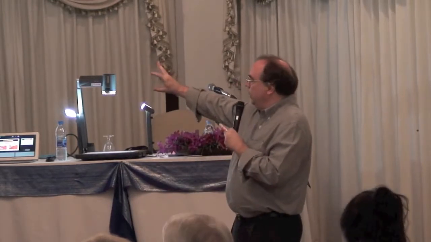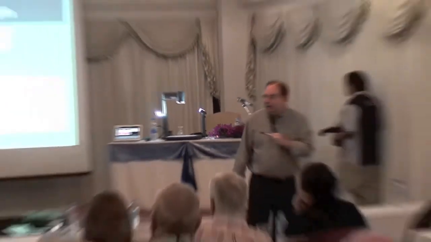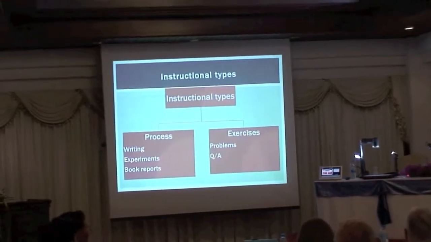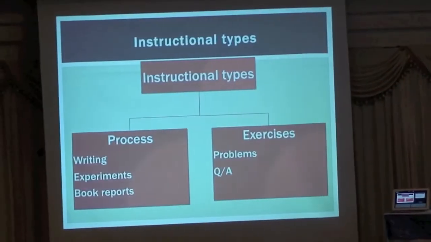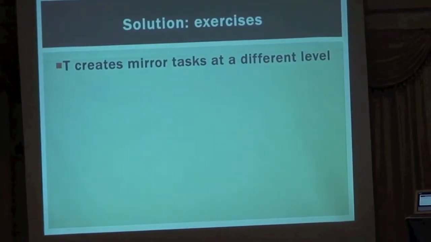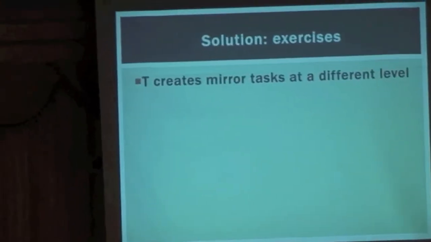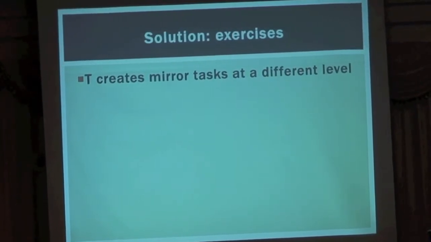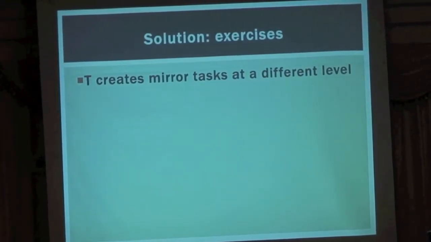Okay, so this is one idea for how to deal with different levels of students when you're teaching them some type of process. Now I'd like to turn to exercises, like the things we commonly find in course books. I'll show you what we can do with that when we have mixed ability classes. The solution is that the teacher will create what we call mirror tasks. So the course book, let me give you an example.